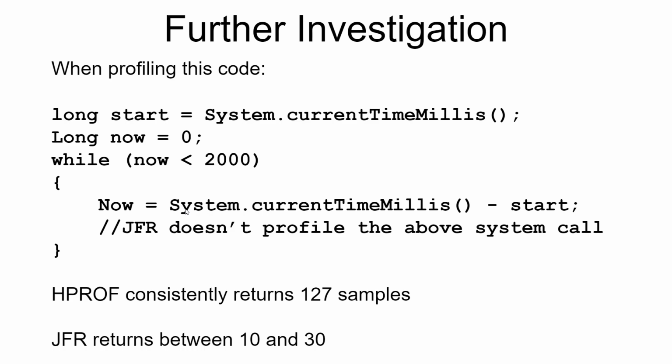So we can only profile this function when we're in this while loop, checking if now is less than 2,000. That's the only time we can profile this function. So that's why we get so few samples with JFR. I decided we can live with this.